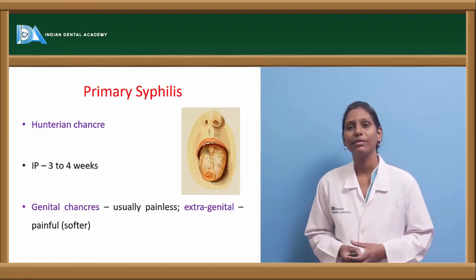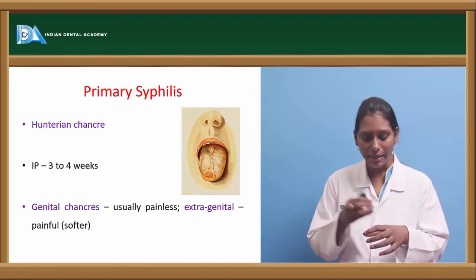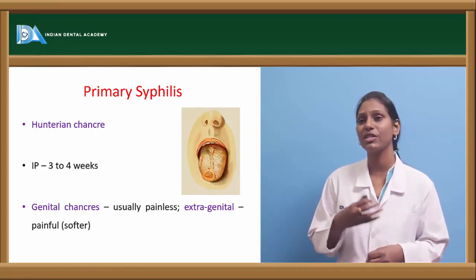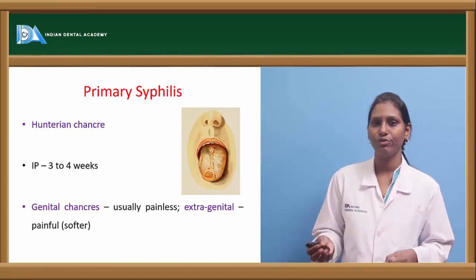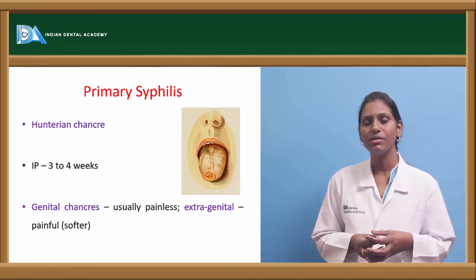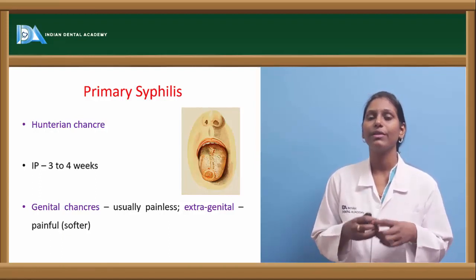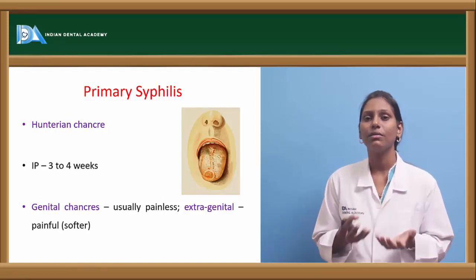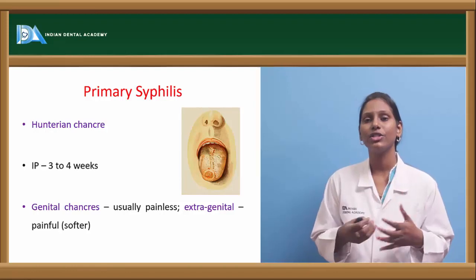In primary syphilis, it is actually at the time of infestation, okay? It is at the site of inoculation that we see primary syphilis, with normally an incubation period of about 3 to 4 weeks. As we said, it is a sexually transmitted disorder. So usually it is seen in the areas which are more commonly involved, like the anal region, the vulva, the penis region, and also the extragenital region.